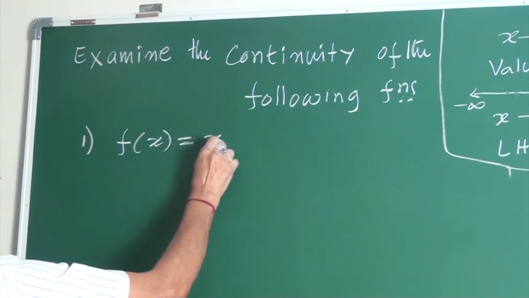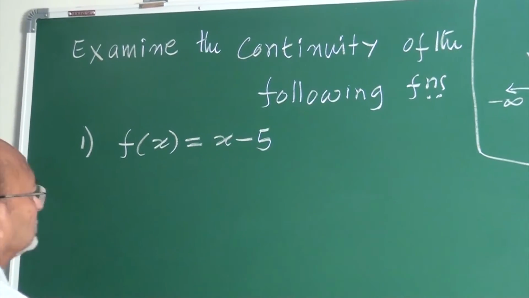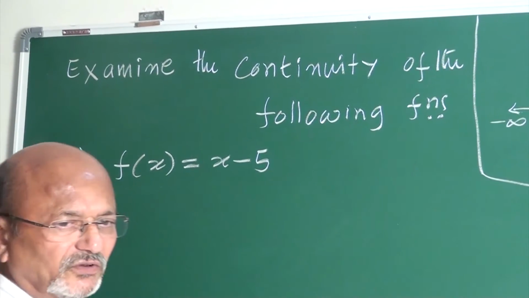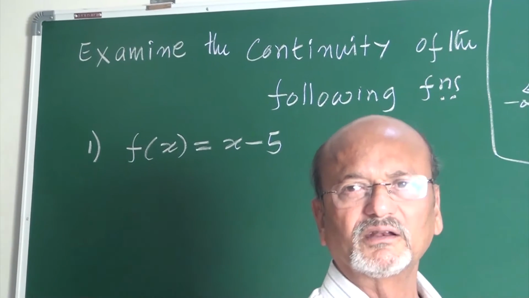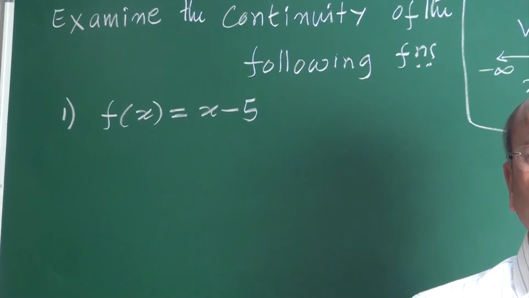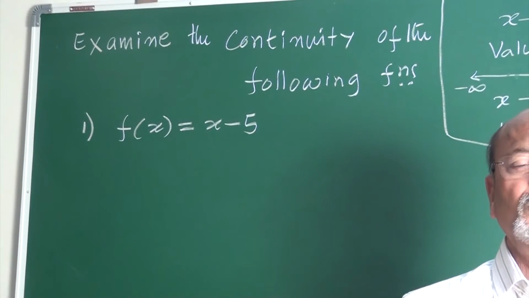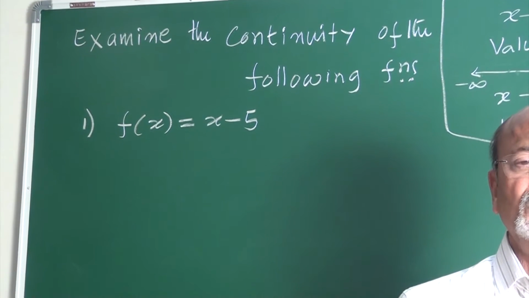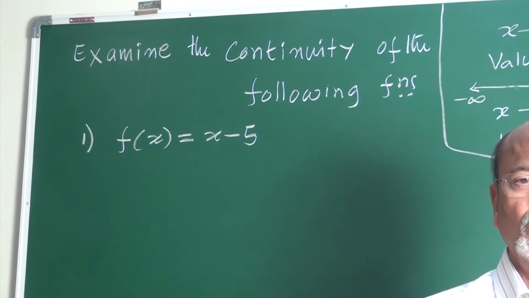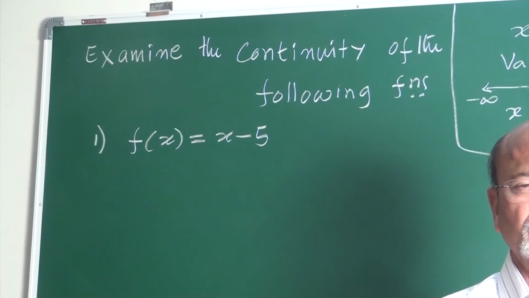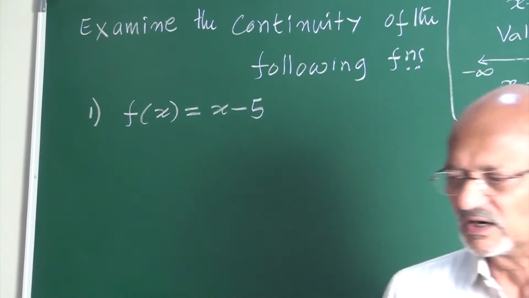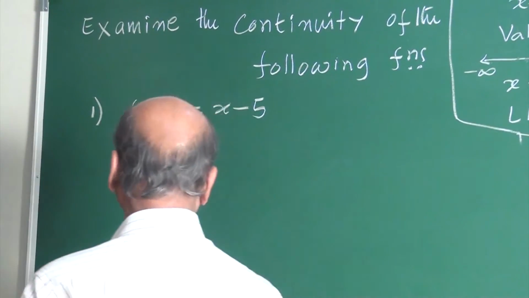f(x) equal to x minus 5. Directly you can write in one line. What is that? x minus 5 is a polynomial function. Every polynomial function is what? Continuous. So x minus 5 is continuous. Finished. One line.